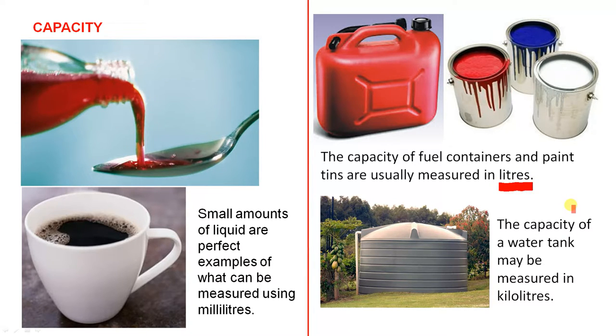The capacity of a water tank may be measured in kilolitres, because a kilolitre is 1,000 litres. So that would be a very useful way of measuring, for example, the amount of water in this tank. If you say that this tank has 10 kilolitres, that means it has 10,000 litres.